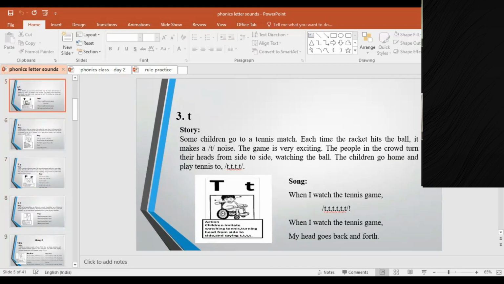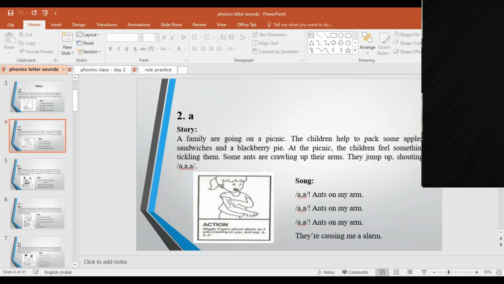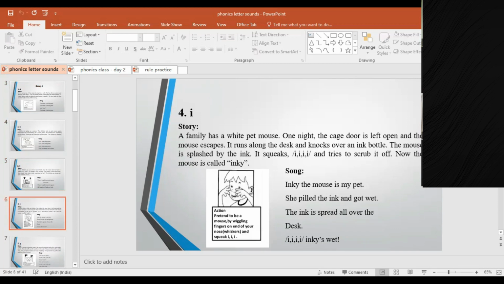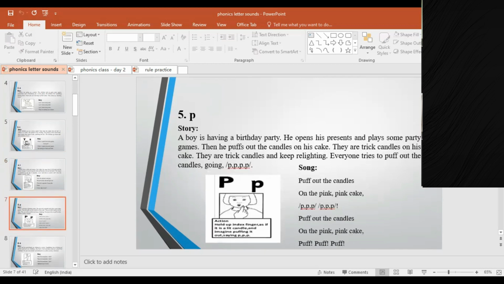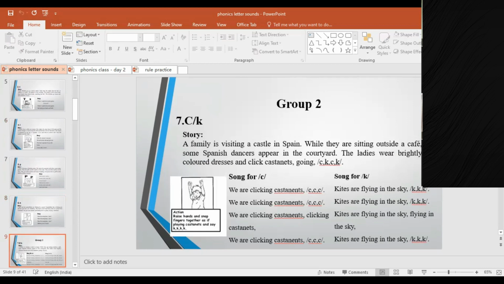We'll revise all the 6 sounds. First letter S. Next letter A. Next letter T. Or T. Next letter I. E. Next letter P. Or P. Next letter N. Mm.